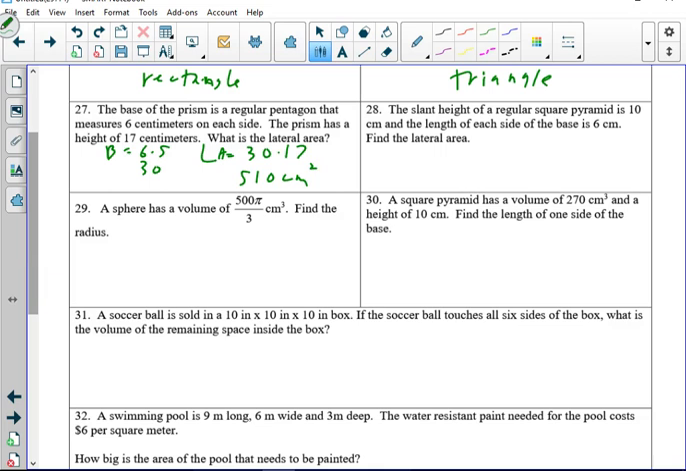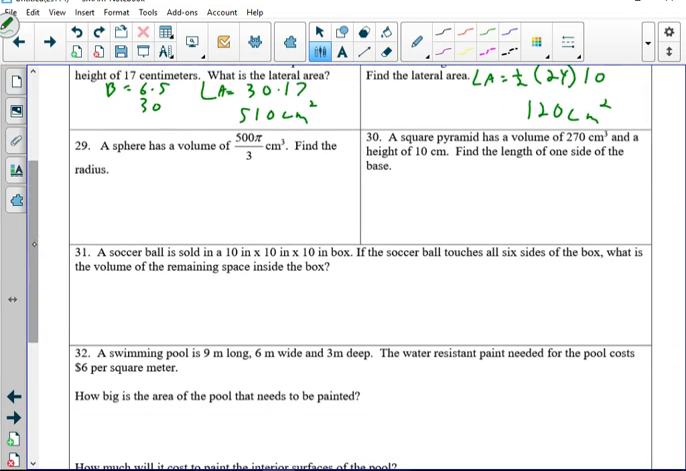Slant height of a regular pyramid is 10. Length of each side of the base is 6. Find the lateral area. 1/2, 24, 6 times 4, times 10. That's 120 square centimeters.